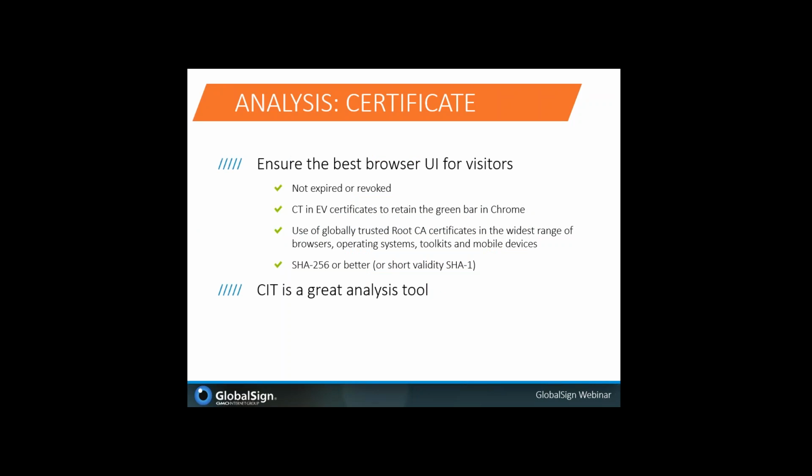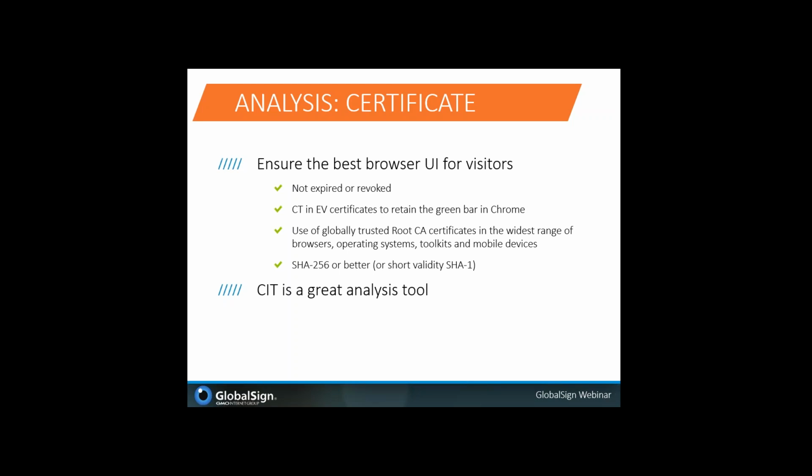Certificate transparency is a new feature where we embed signed certificate timestamps, SCTs, into the EV certificates. And those are required now to retain the green bar in Chrome. So you may have seen some of this in the industry, and we support SCTs in EV certificates, so you can retain your green bar in Google Chrome. You want to make sure you always use a globally trusted root CA certificate that's embedded in the widest range of operating systems and toolkits, mobile devices, and of course you'd like to use SHA-256 or better because SHA-1 certificates are starting to be deprecated, and we'll get into some of the implications of that shortly.